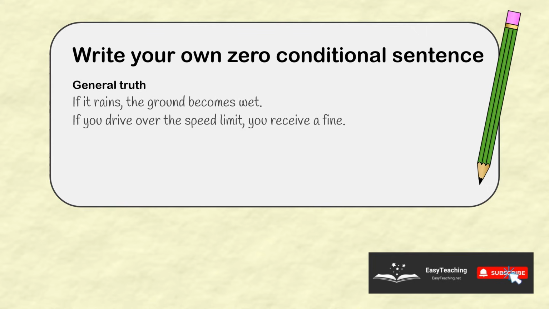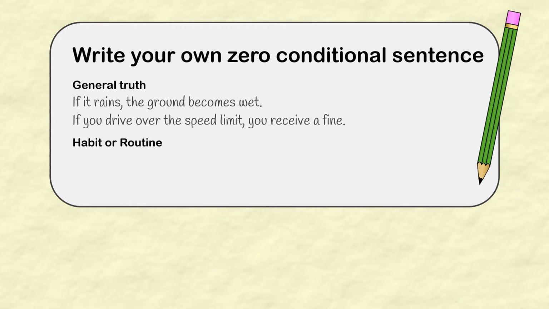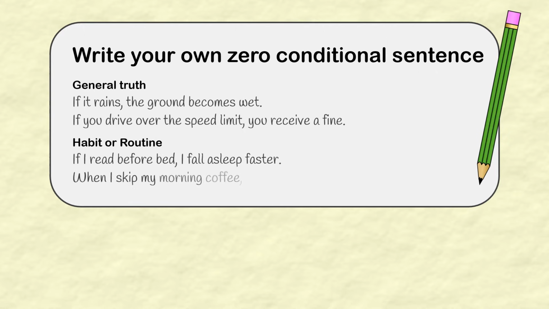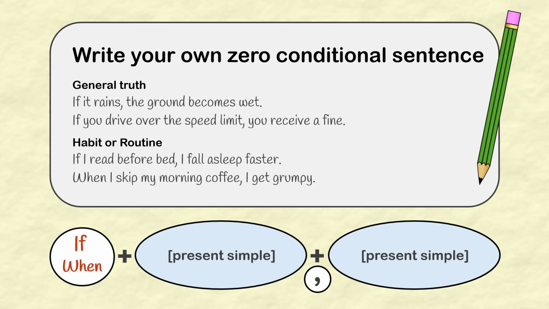Or you might like to write about a habit or routine that always leads to a certain result. For example, if I read before bed, I fall asleep faster. Or, when I skip my morning coffee, I get grumpy. Follow this structure and remember that zero conditional is used for things that are always true.